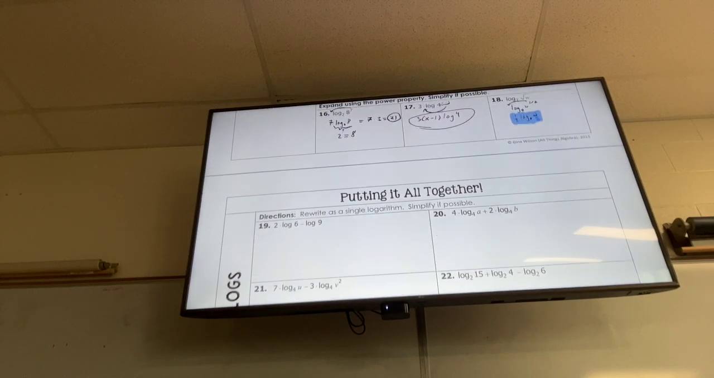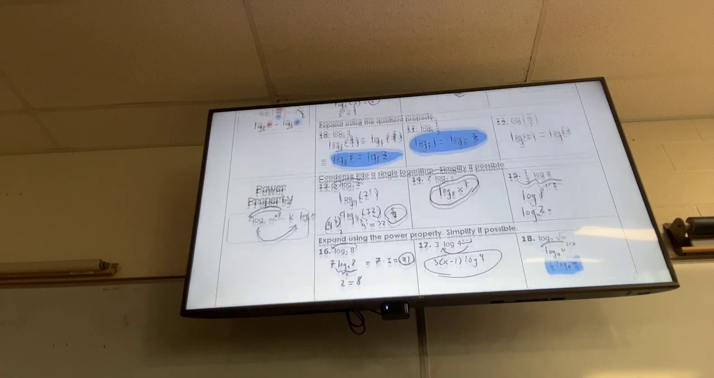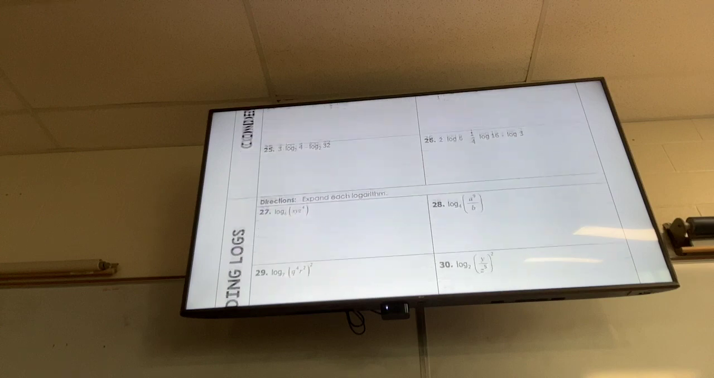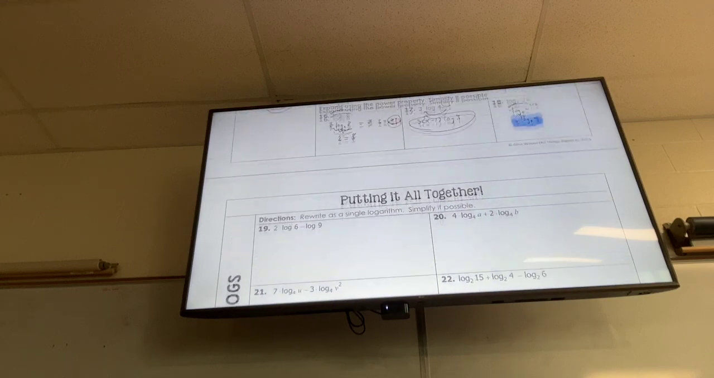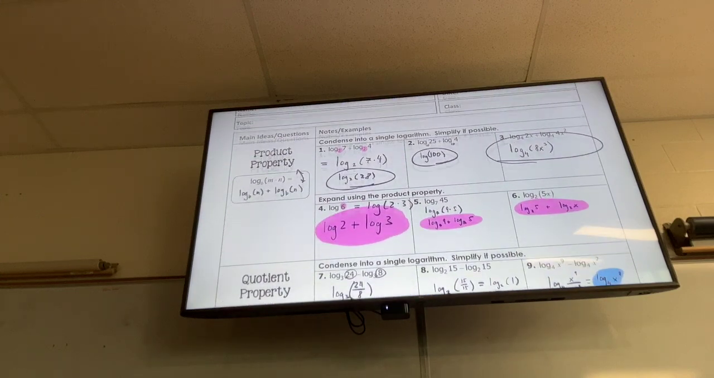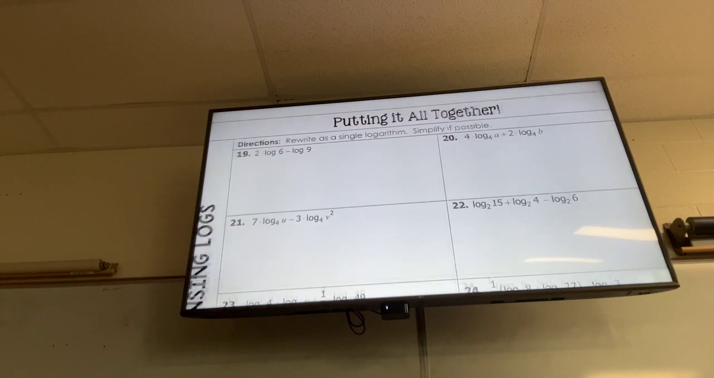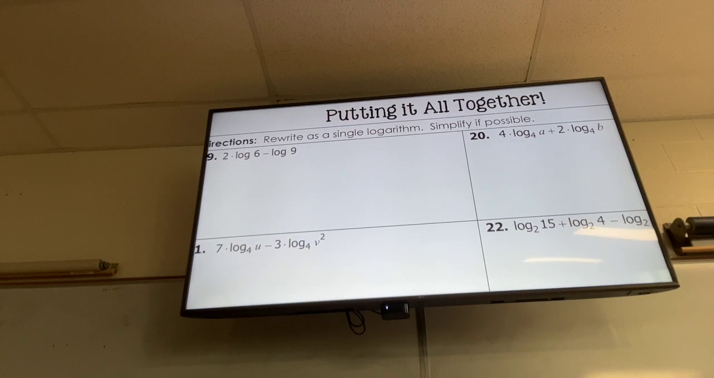Okay, so now what's going to happen is we're going to use all four of the rules we've learned so far: change of base, power property, quotient property, product property. We're going to use all four of those to follow these directions. They want us to rewrite as a single logarithm and simplify if we can. Okay. How am I going to do this one?